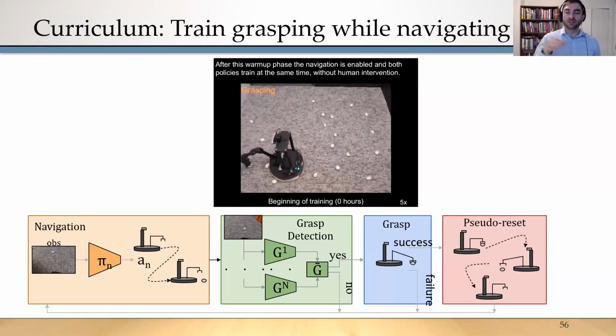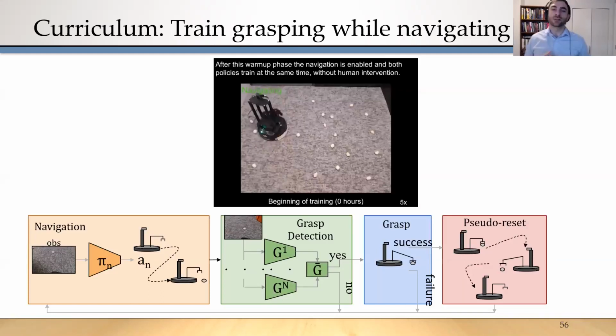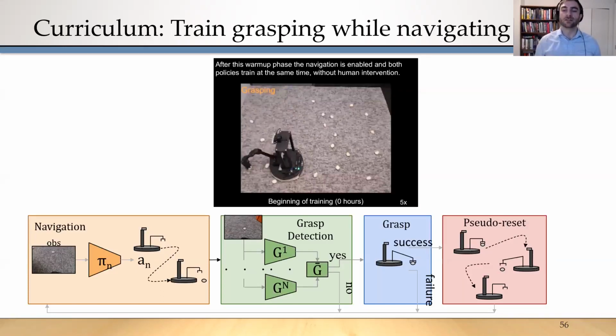So if the robot does say that there's a good possibility of a grasp being successful, a grasp is attempted, and then if the grasp is successful, the robot, as shown here, will pick up one of the objects, do this type of pseudo reset where it drives around in the world, and then places down that object in the environment, and then drives off to another random location to continue grasping other objects.